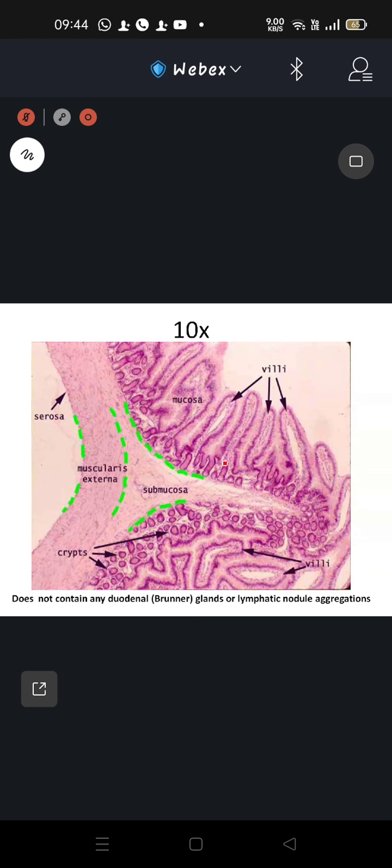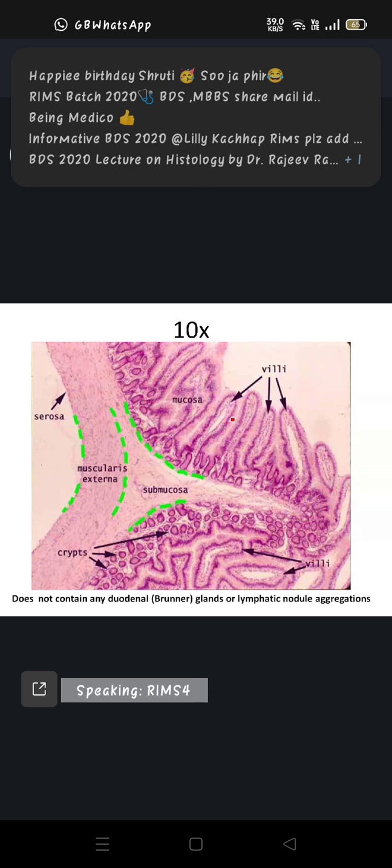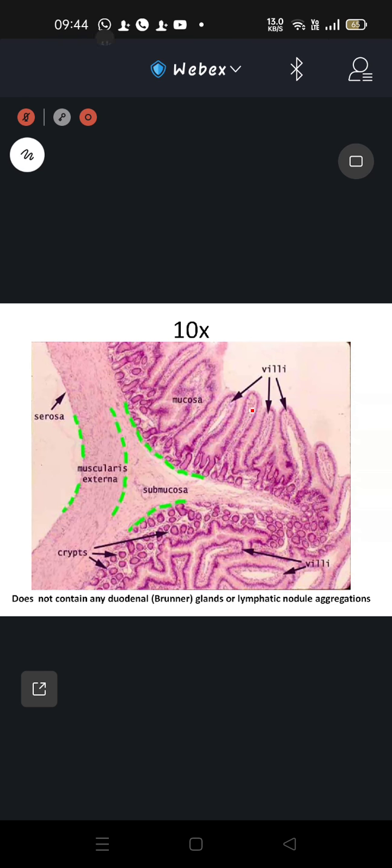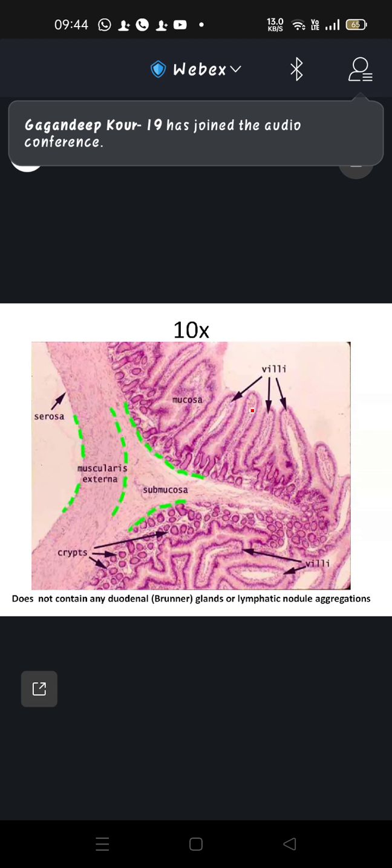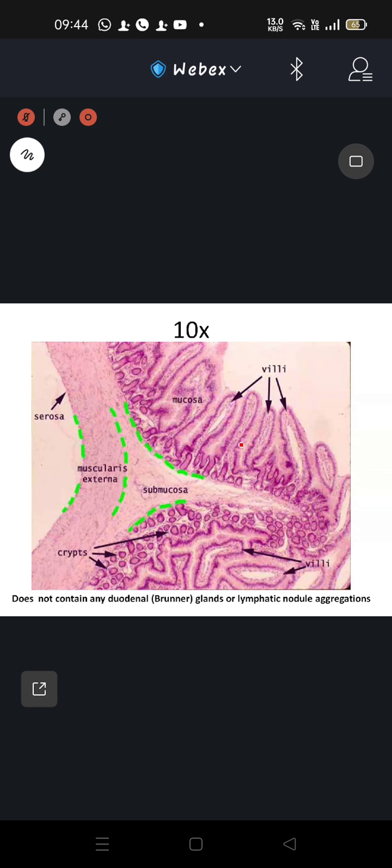And these villi are plenty in number, and they are long and slender rather than being broad, as in the case of the duodenum. They are longer, slender, narrow. So they are these long slender villi, and these circular folds are very much developed in this portion.